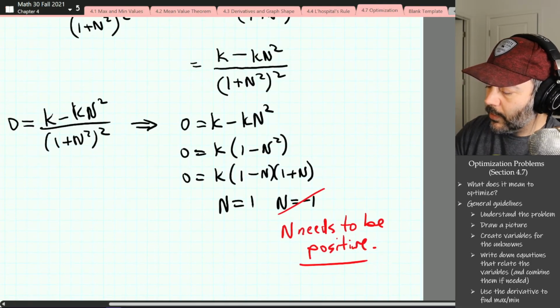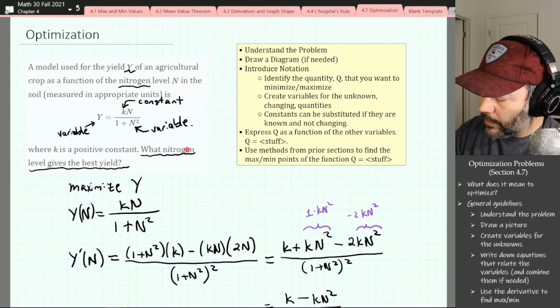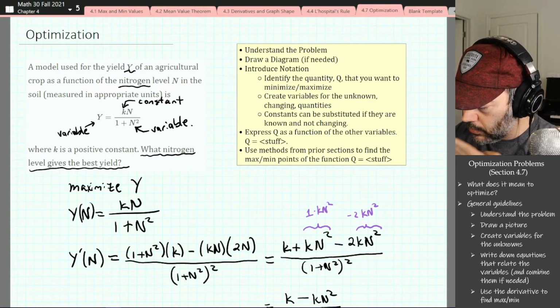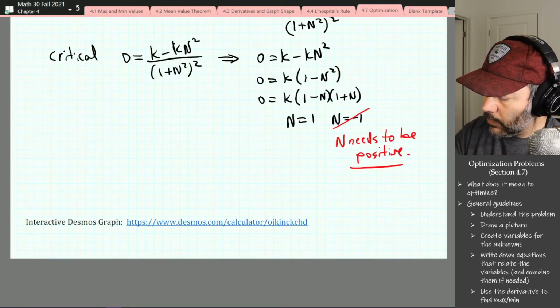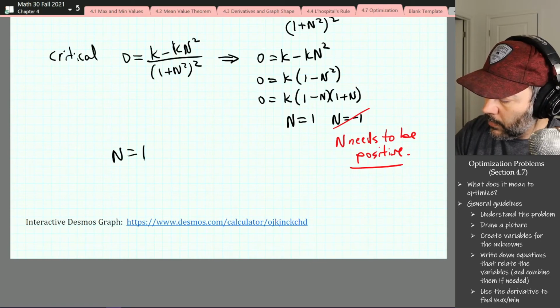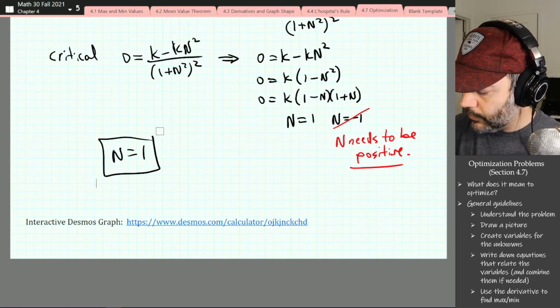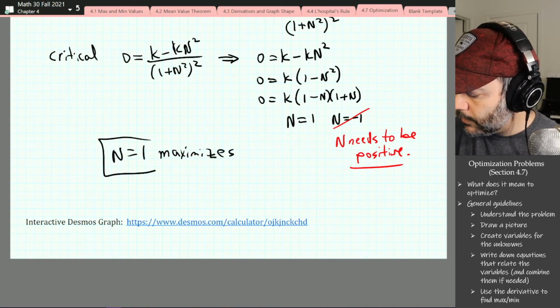Okay, let's go check verbally, what are we asking to find? What nitrogen level gives the best yield? Now, they didn't give units. If they gave units, we would have to put the units, but the answer is n equals 1. N equals 1 gives the best yield. N equals 1 maximizes the yield.